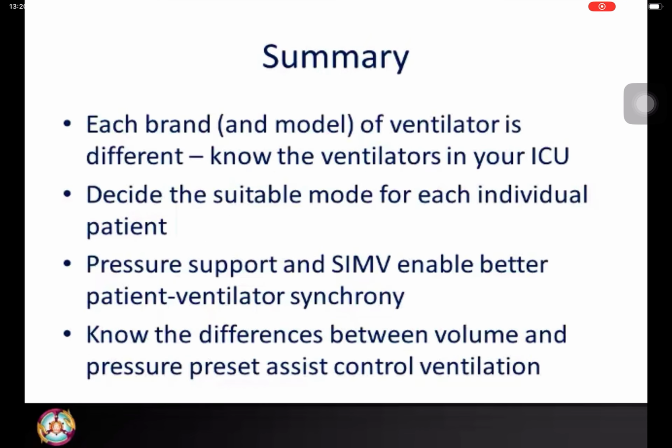In summary, each brand and model of ventilator is different. It's important that you know the ventilators in your ICU. Decide the suitable mode for each individual patient. Pressure support and SIMV enable better patient ventilator synchrony. And make sure you know the differences between volume and pressure preset assist control ventilation.